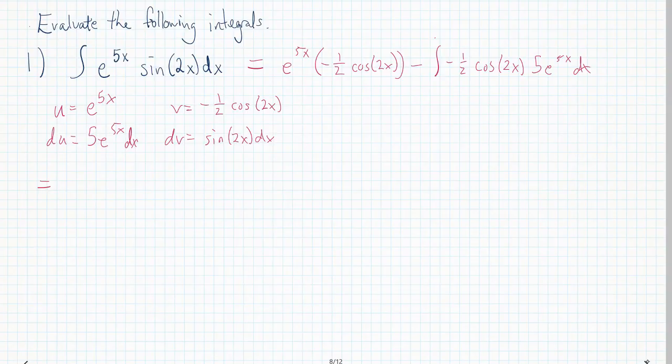So let's brush that up just slightly. So we're left with negative 1/2 e to the 5x cosine 2x. Minus minus makes a plus. You have a 5 and a 1/2 makes 5 halves. And then we have an integral of e to the 5x cosine of 2x dx.